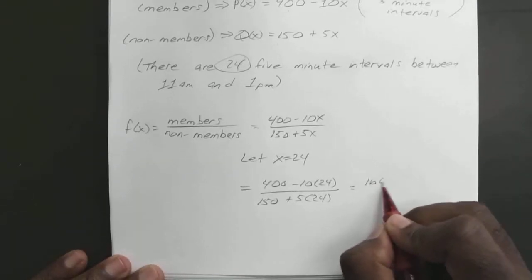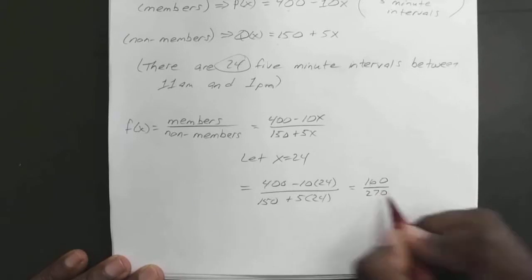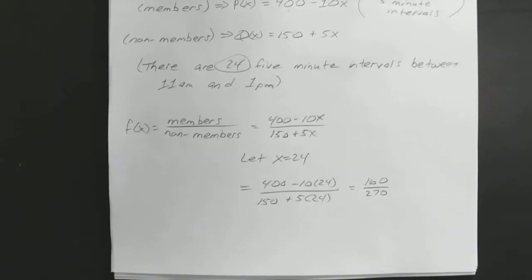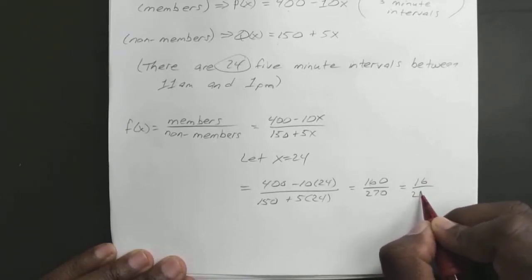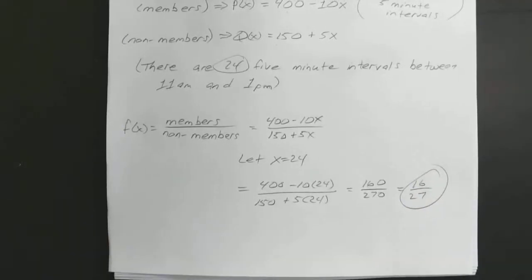Okay, so that ends up being 160 over 270. And if we divide both of those by 10, we end up with 16 over 27. Okay, so at 1 o'clock, you have 16 members for every 27 non-members. All right, any questions on that one?